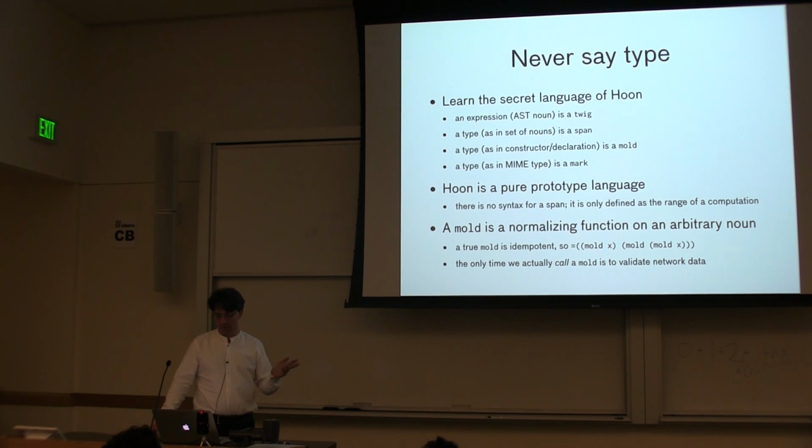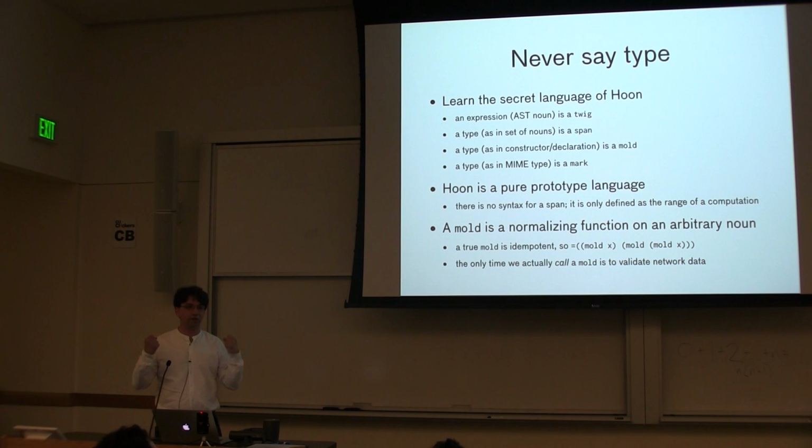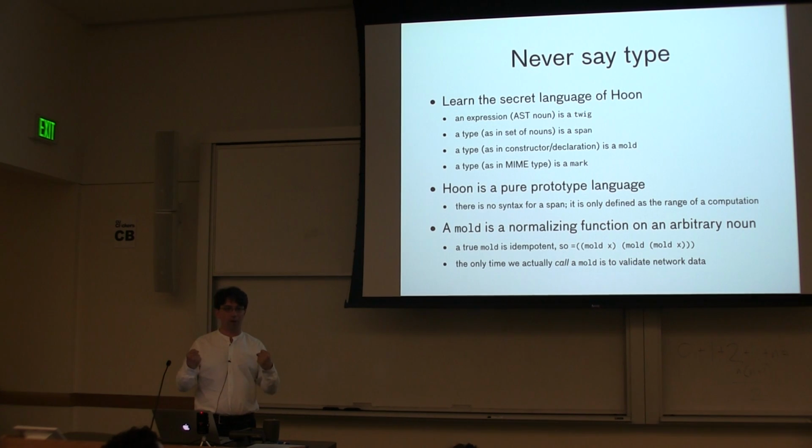A type is, well, there are actually three things that correspond to a type. A type, as in a set of nouns and a semantics ascribed to them, is called a span. A type in terms of a constructor is called a mold. And then at the OS level, I don't think I'll get into that today, we basically have the equivalent of MIME types, which is something else entirely.